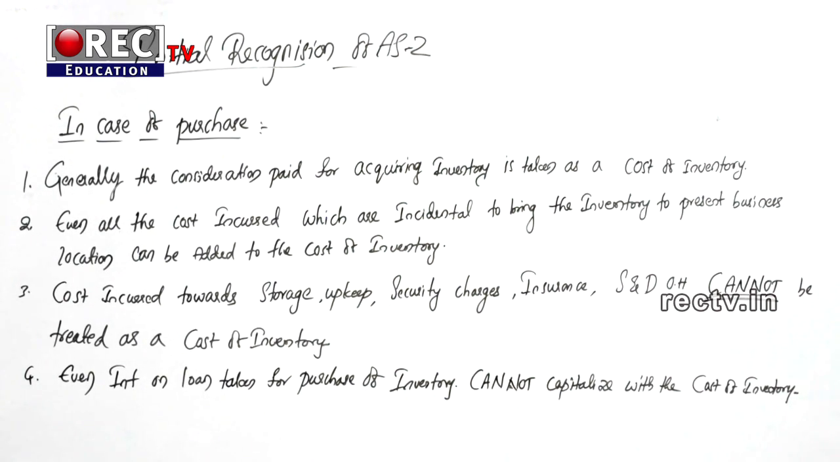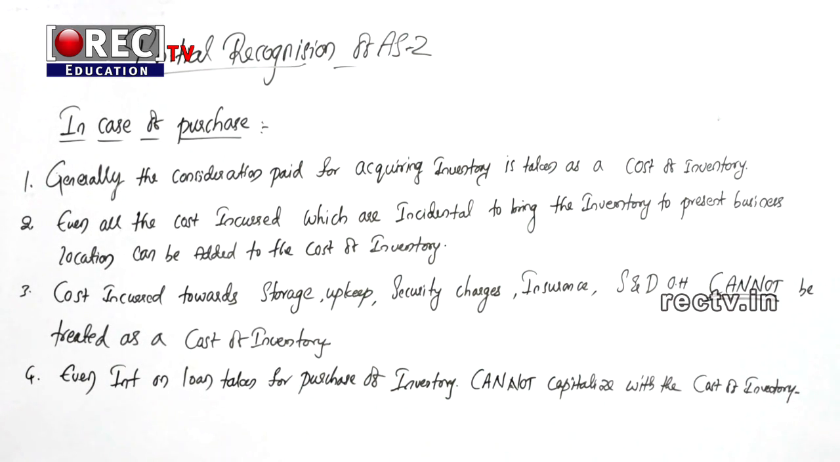And the third point: costs incurred toward storage, upkeep, security charges, insurance, and selling and distribution overheads cannot be treated as a cost of inventory. And when you take a loan for the purchase of inventory, the interest on such a loan cannot be capitalized with the cost of inventory, as generally the purchase of inventory does not take a substantial period of time. So this is the initial recognition of inventory in case of purchase.